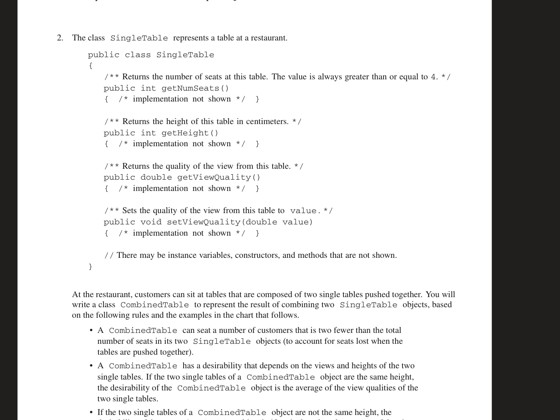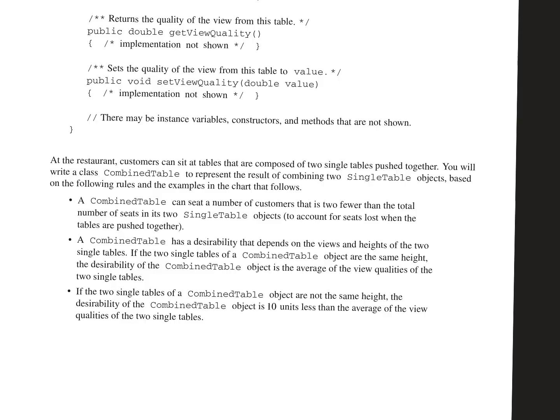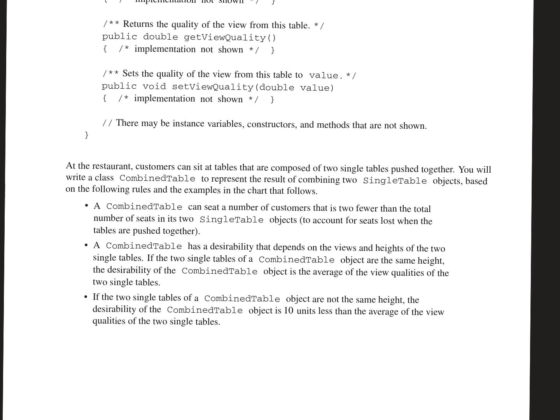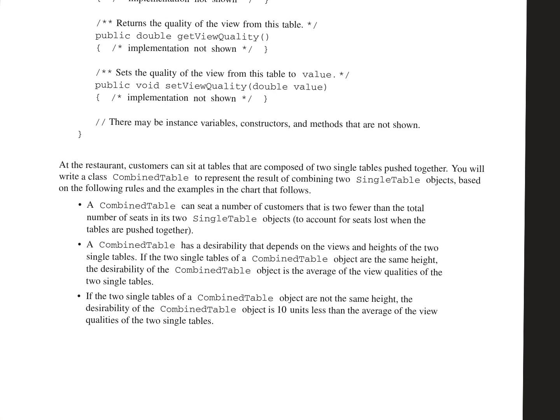This is a class question from the 2020 exam. What we have going on here is a class called SingleTable. The SingleTable has a couple of methods: get number of seats, get the height of the table, get the view quality. So what we're going to do is combine two tables. We're going to combine two SingleTable objects to make a combined table.